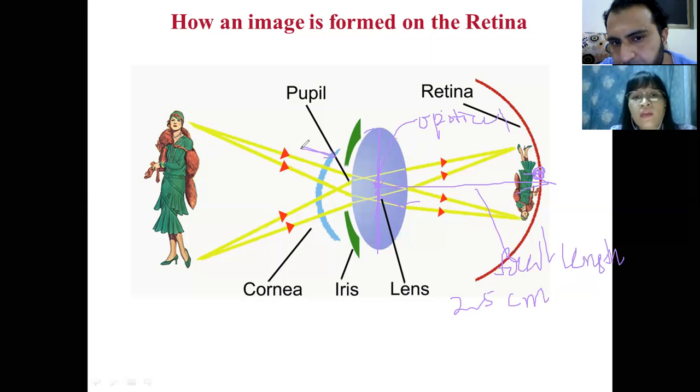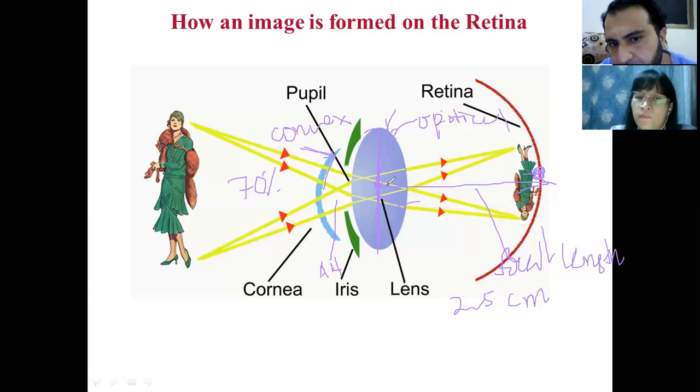That is why the cornea and the lens act as a convex lens. We will see this in our magnifying glass. So the light rays from the object enter the cornea. 70% of the refraction of our eye occurs at the cornea and the aqueous humor. And then the last 30% happens in the eye lens.